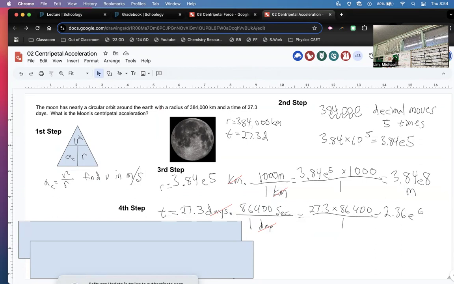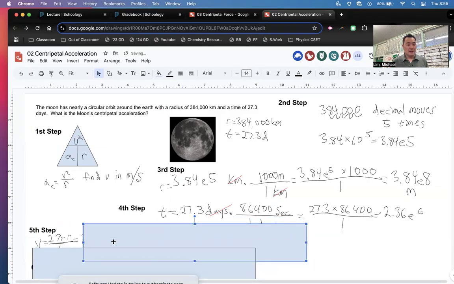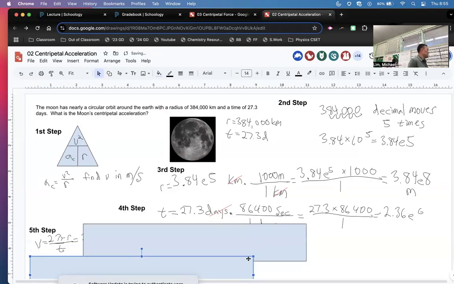So it's good we discussed the scientific notation. Otherwise, this E would be very confusing. Now we can take these two values, put them in our velocity equation, and put it into our acceleration equation. So we've got this velocity equation, V equals 2 pi r over t. Now, the reason why this isn't velocity equals x over t, like we've been doing on previous tests, is because we're trying to find the velocity of an object traveling in a circular motion.